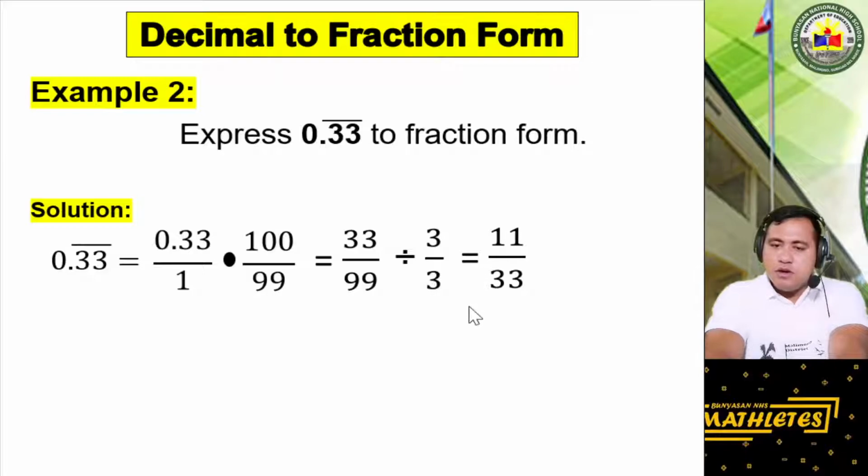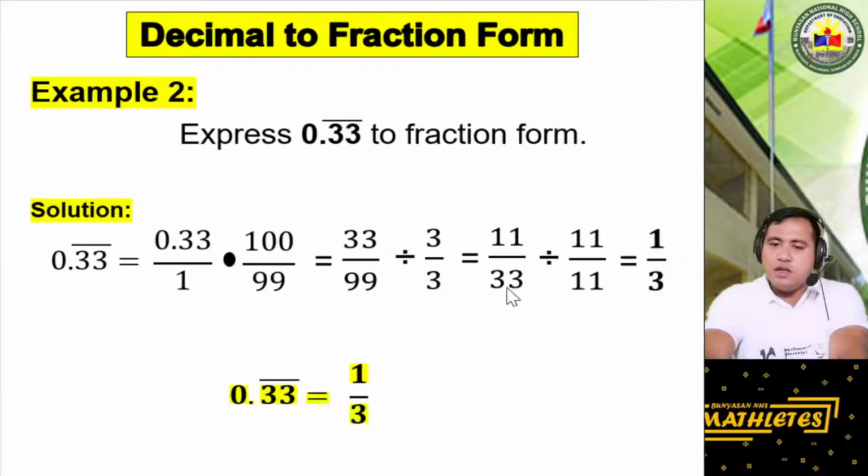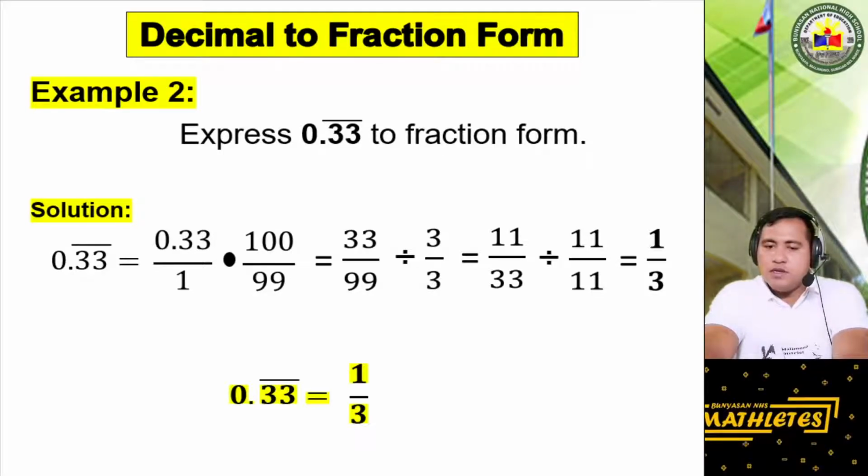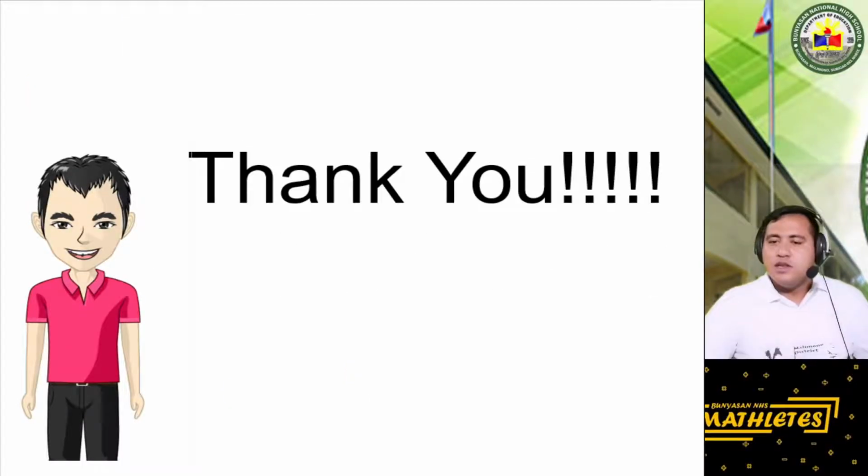But 11 over 33 can still be reduced. What number can divide both 11 and 33? Okay, 11. 11 divided by 11 is 1. 33 divided by 11 is 3. So, therefore, we have 0.33 is equal to 1/3. That's all.